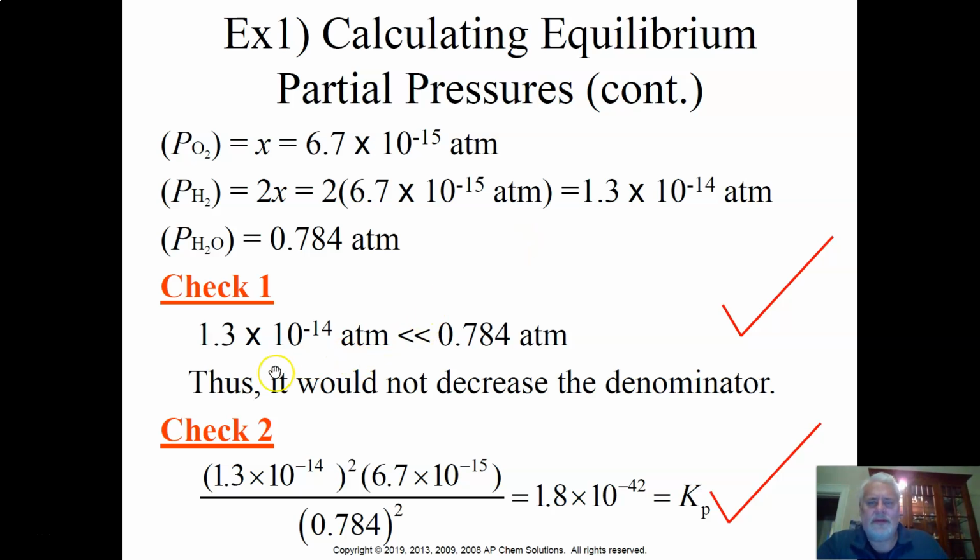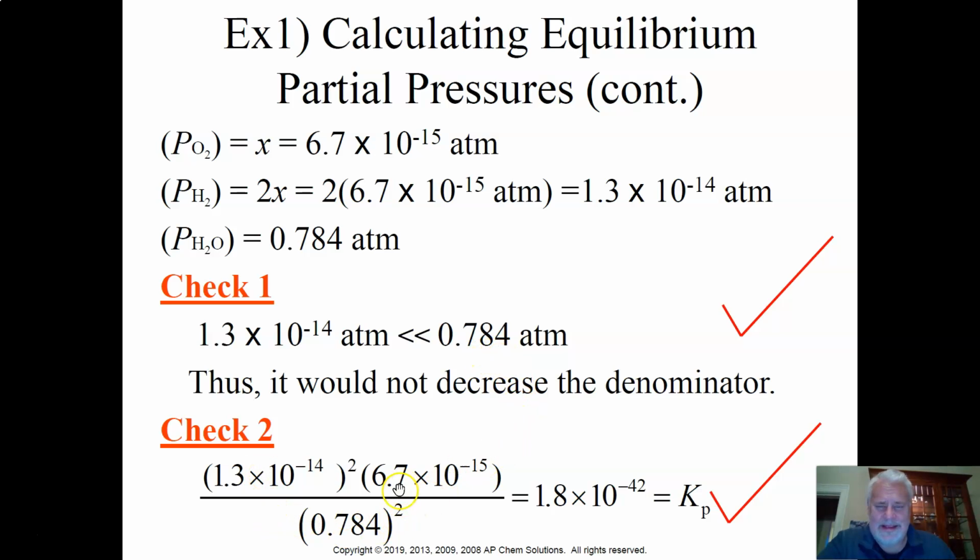So you can double check just to make sure your initial estimate was right, that the x value needed to be less than 0.784, and it turns out with that small of a K value, yeah, it turned out to be that. So sometimes you get to this point and you're like, this will come out to be 1.3 times 10 to the minus 2, and then you've got some work to do. You've got to go back and use that quadratic formula. So just keep that in mind. But this one worked out real nice. It wouldn't change the denominator at all, so we made a very good assumption.